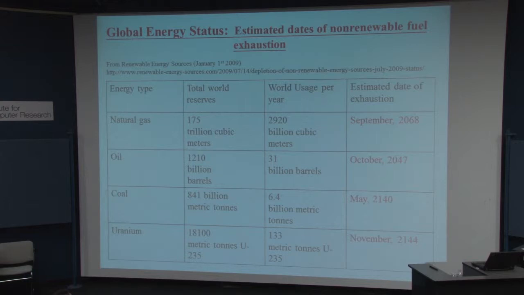But according to this rate, how many years can we use before we use up our non-renewable energy? Natural gas is around 2068, another 60 years to go. This is the calculation based on the usage rate at this moment. For oil it is around 2047, that's very urgent, right? Less than 40 years, that's predicted. And coal could be longer, more than 100 years. And nuclear is around 150 years.